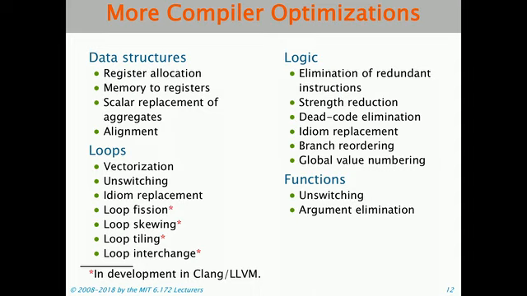Logic, it does a lot more with logic than what we saw before. It can eliminate instructions that aren't necessary. It can do strength reduction and other cool optimization. I think we saw that one in the Bentley slides. It gets rid of dead code. It can do more idiom replacement. Branch reordering is kind of like reordering tests. Global value numbering, another cool optimization that we won't talk about today. Functions, it can do more on switching. It can eliminate arguments that aren't necessary.